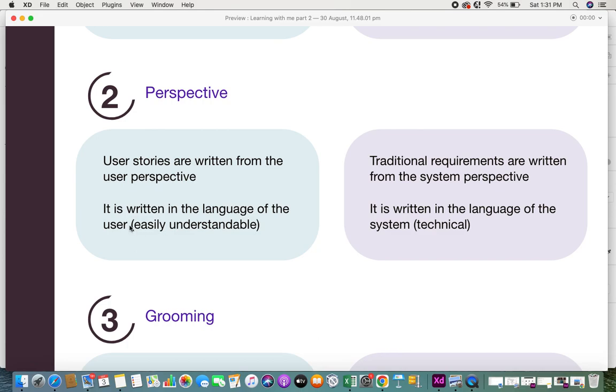So a user story is usually written in the language of the user. It's very easily understandable. And when you look at the traditional side, it's written in the language of the system, which is mostly technical. Only the person writing the requirement and the team will be able to know what that is. It's not very easily understandable by even the clients. If you go and show it to them, or even the management, sometimes it would not be very understandable.